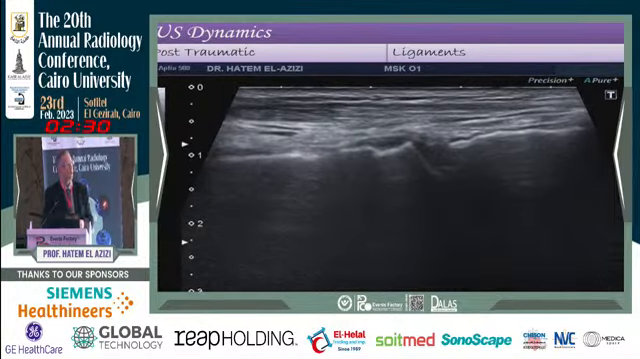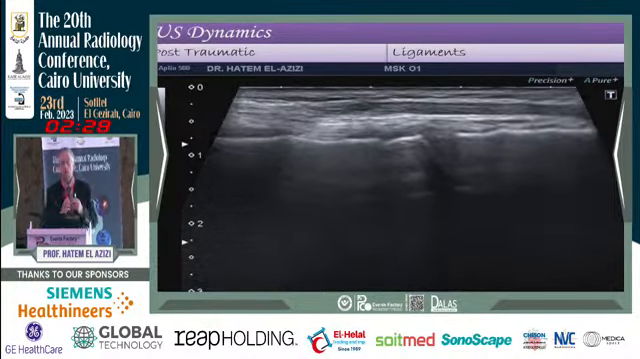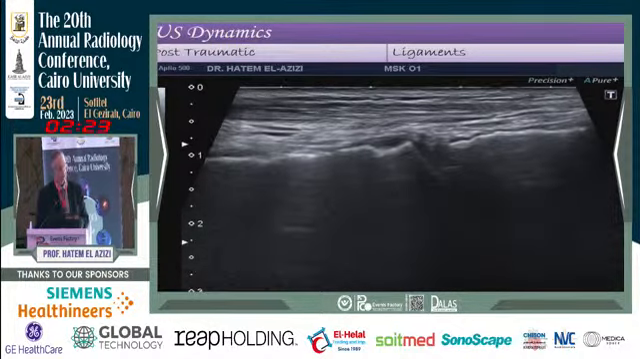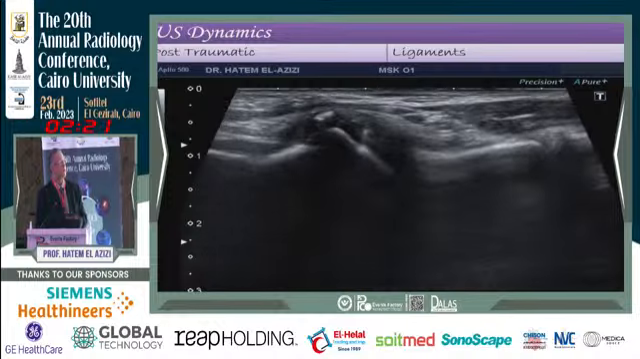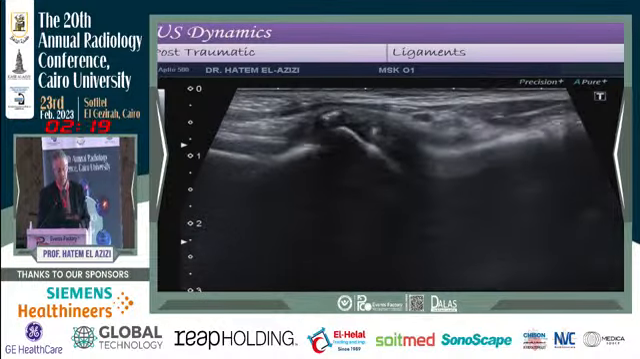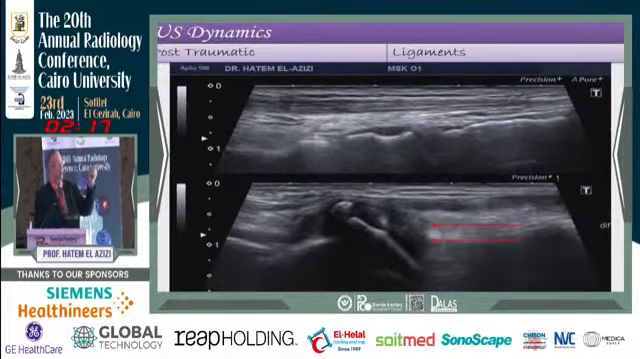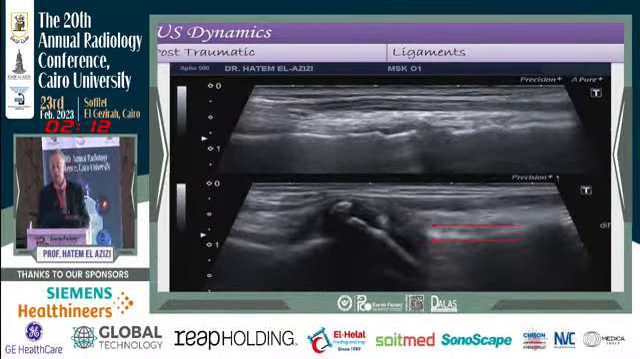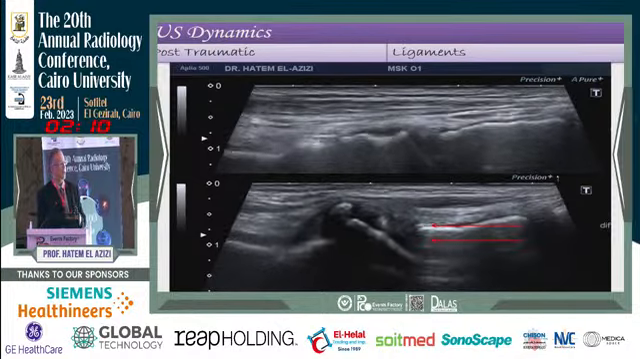But on dynamic, we try to move the normal side. There is no significant movement in the tarsal and in the carpal joints. But on this side, we can see there is a range of movement detected. Comparing both sides, the normal and the abnormal, this is a wide range. This causes severe pain and will not be diagnosed except by the dynamic ultrasound.